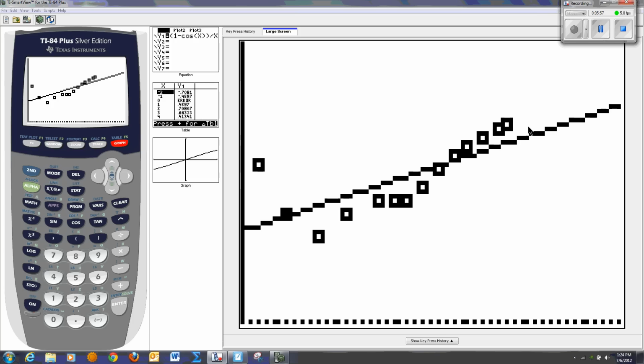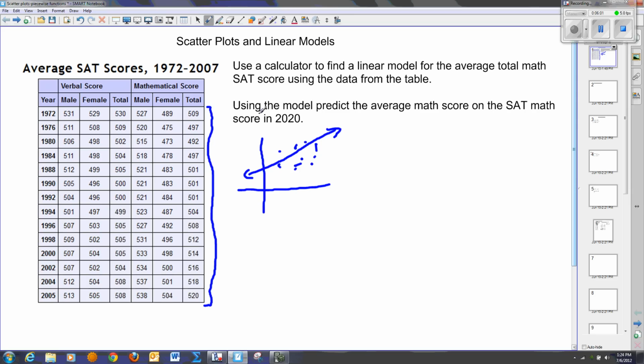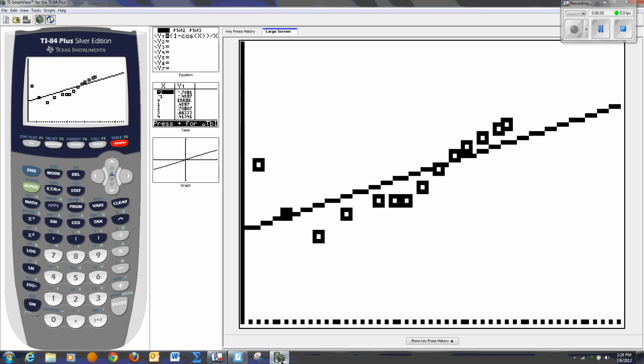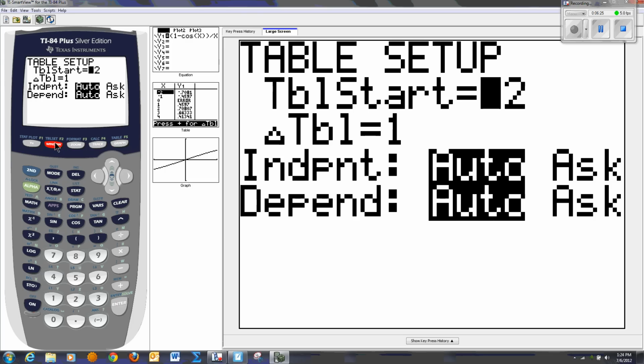Now, the next thing our problem asks us to do is use that model to predict the score in 2020. So going back to our calculator, we want to know what the y value is at 2020 on this line. We can do it a couple of different ways. My favorite way is using our table. So the first thing I'm going to do is tell my table I want it to actually find a specific answer for us.